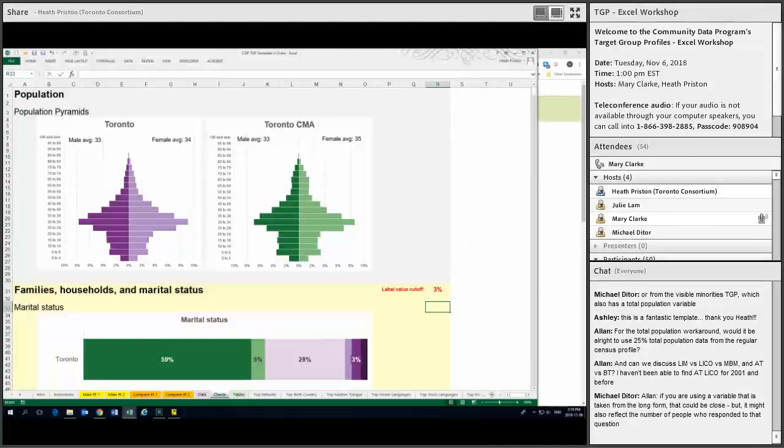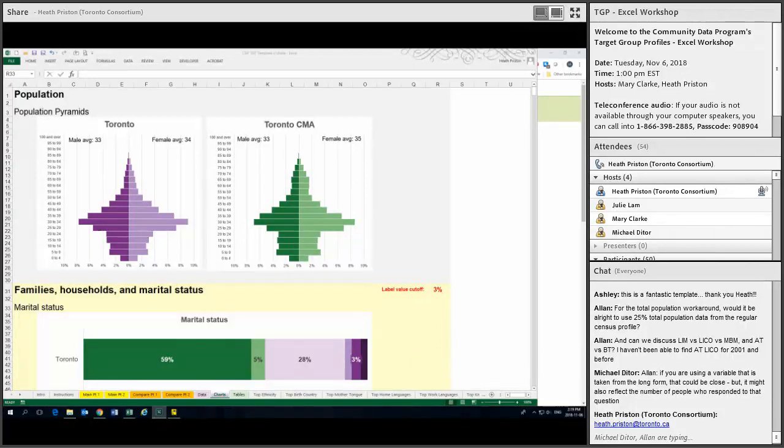Keith, do you want to go ahead and type your email address right into the chat box too? Because I think that might be the best way to get feedback directly back to you as well. If you can just email him directly. You can also always send stuff to us at the community data program, and we will make sure it gets back to Heath as well.